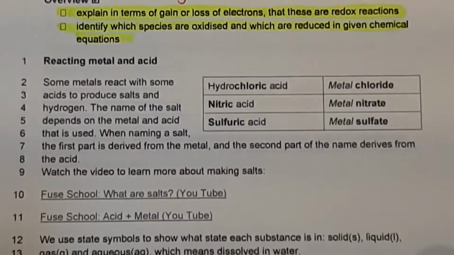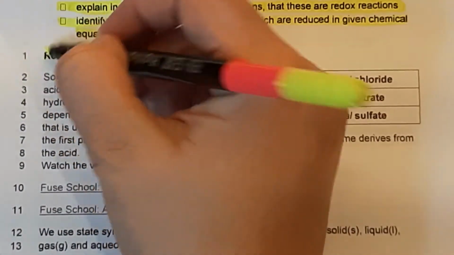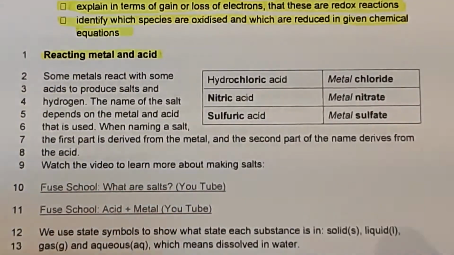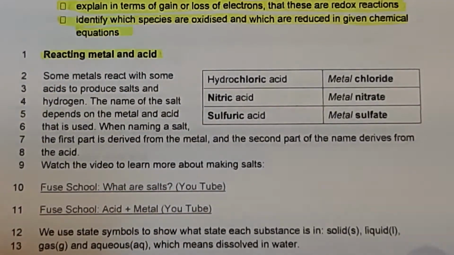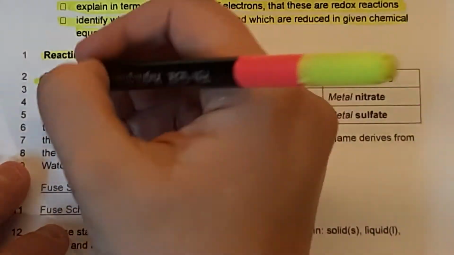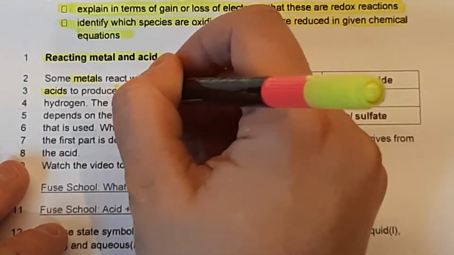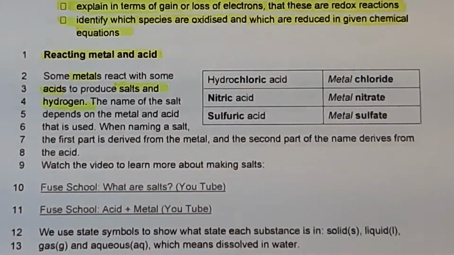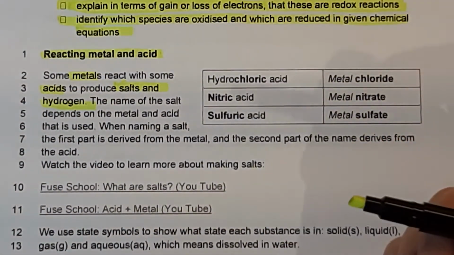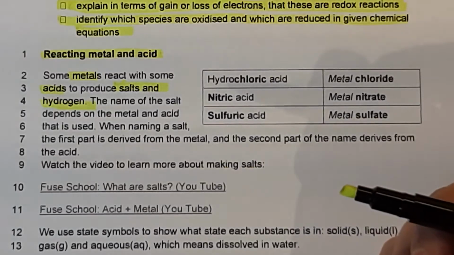So moving on to reacting metals and acids. Some metals react with some acids to produce salts and hydrogen. So metals plus acids produces salt and hydrogen. Now it's not all metals and not all acids will react. The name of the salt depends on the name of the metal and the acid that is used.